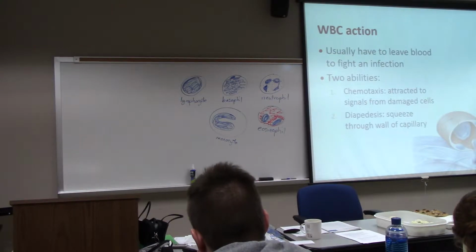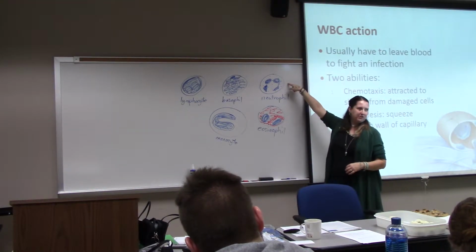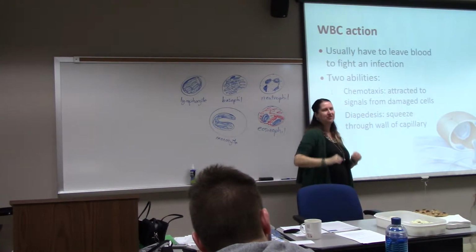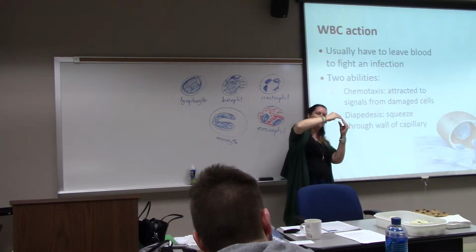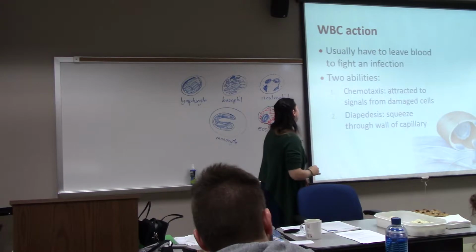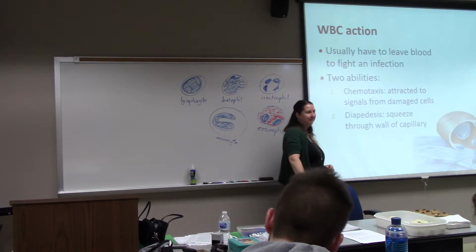And this is the most likely reason for the granulocytes having the lobed nucleus, or at least one advantage of the lobed nucleus is it makes it easier to squish. The lymphocyte has to squish the nucleus also to get through. So chemotaxis tells them where to go, diapedesis gets them out.